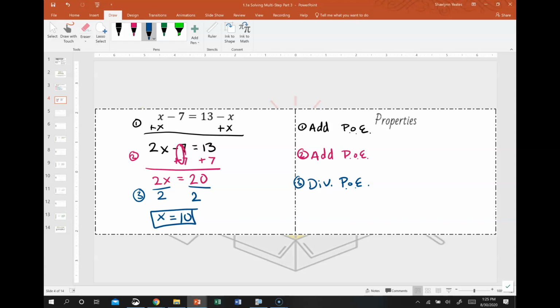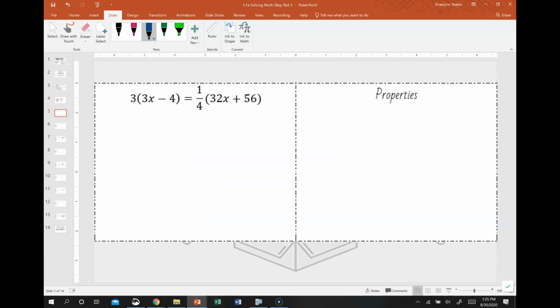All right, hopefully that's going pretty well. We're going to do one more of these together, and then I'm going to have you guys do one on your own. Now, notice I've got parentheses, so I'm going to have to distribute to make those parentheses go away. So I'm going to take this 3 and distribute it through. 3 times 3x is 9x. 3 times negative 4 is negative 12. Then I've got 1/4 times 32, which is 8x.